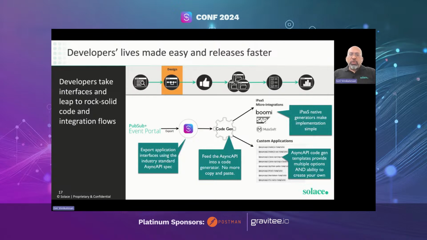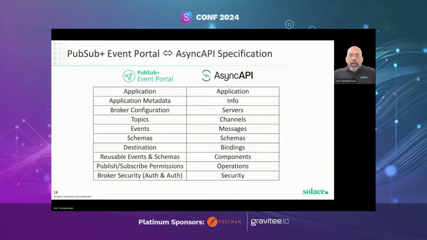The AsyncAPI generator tool is your best friend for generating code. With a rich set of binders for all popular programming languages, it makes life easy for developers. The event portal, the one that we are discussing today, acts as a centralized hub for designing, managing, and governing event-driven architecture, while AsyncAPI provides a structured format for defining and documenting the event interactions. So basically, they are complementing capabilities that can work together to realize event-driven implementation.